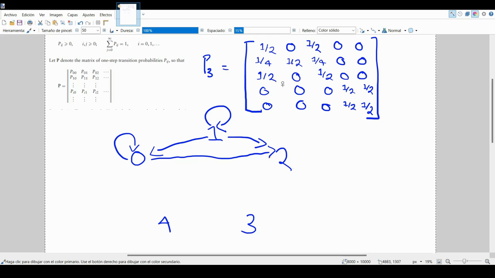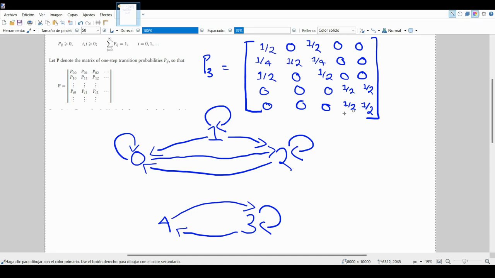Now 2 has a probability of 1 over 2 to go to 0, and a probability of 1 over 2 to go back to itself. Now, as we can see here, 3 and 4 are not going to have any access to 0, 1, or 2, so we can note that 3 has a probability of 1 over 2 to go back to itself, and 3 has a probability of 1 over 2 to go to 4. And similarly, 4 has a probability of 1 over 2 to go to 3, and 4 has a probability of 1 over 2 to go back to itself.